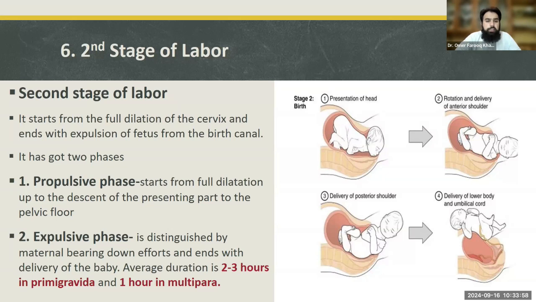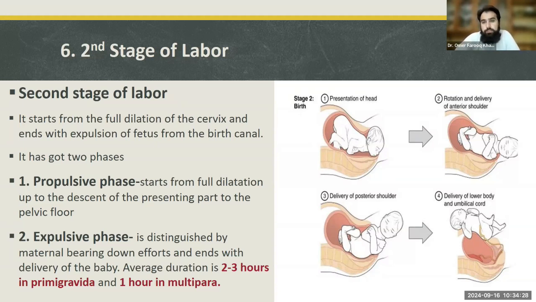The duration of the second stage of labor is 2 to 3 hours in primary gravida, and it is 1 hour in multipara. But again, it can be up to 4 to 6 hours in primary gravida as well, and those labors are not considered normal, but they are considered prolonged labors. But in multiparous women, usually the second stage of labor happens within 2 to 3 hours. It does not take this long.